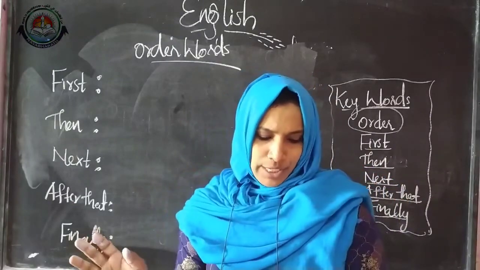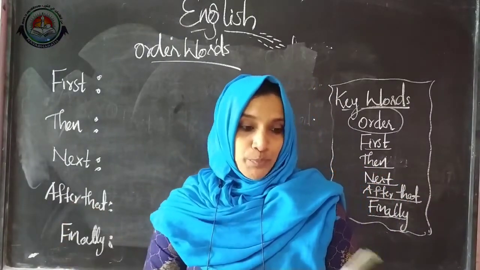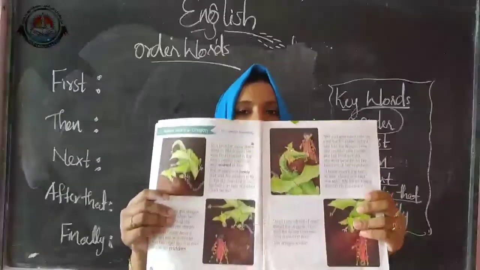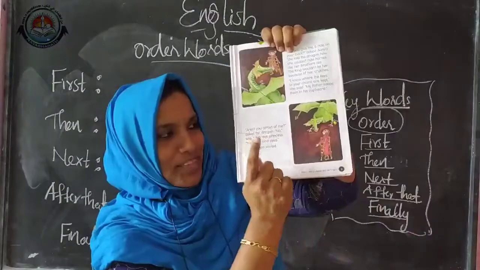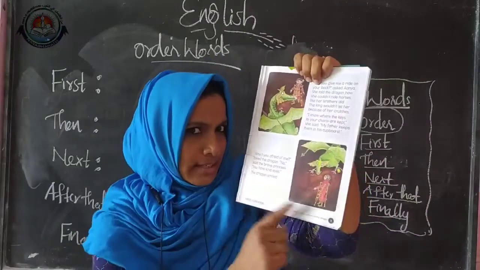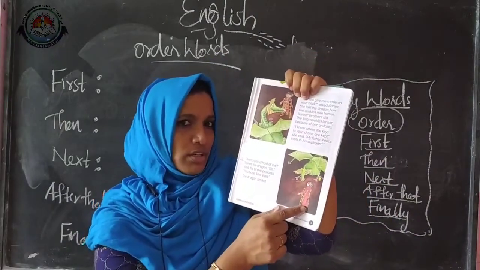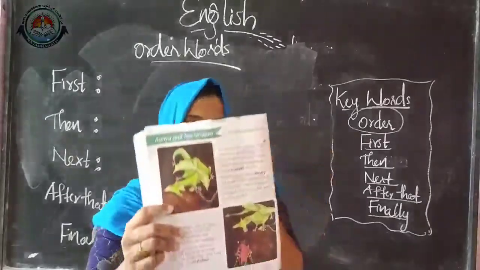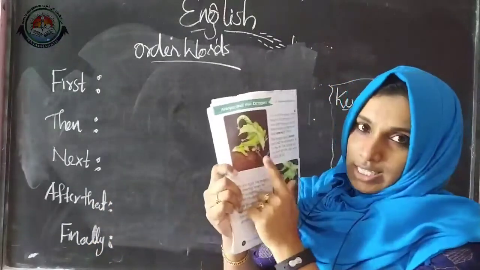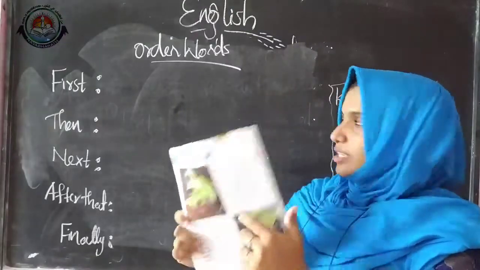So please open your English textbook page number 2. Here, Anya and the Dragon. This is the story. So from where did the story start? Is the story happening from this picture? No, right? Then from where does it start? Yes, it is starting from here. This is the beginning of the story, right?